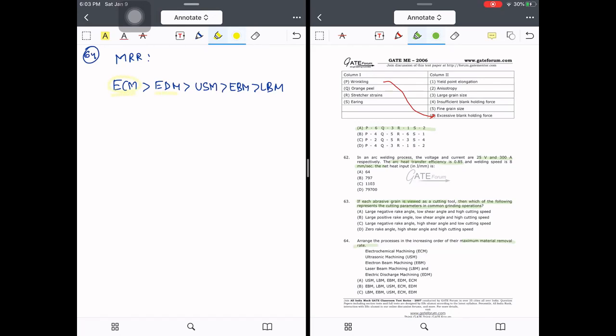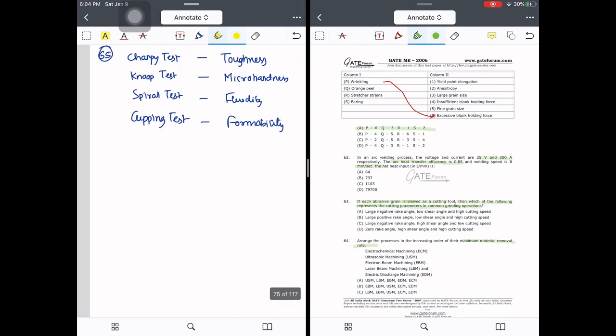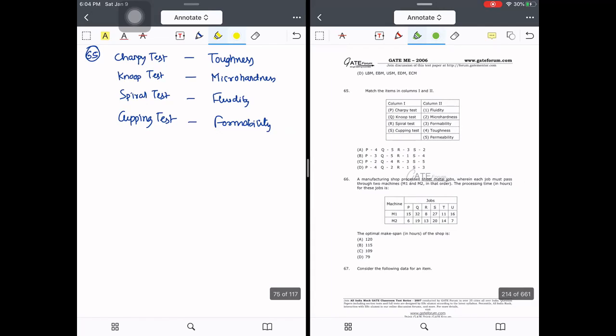Now question 64. Arrange the processes in increasing order of their maximum removal rate. So first is electrochemical machining, which removes the maximum, then comes electro discharge machining, then ultrasonic machining, then electron beam machining, then laser beam machining. So please remember this sequence. Electrochemical machining has the highest and laser beam machining has the lowest. Question number 65 is very important actually.